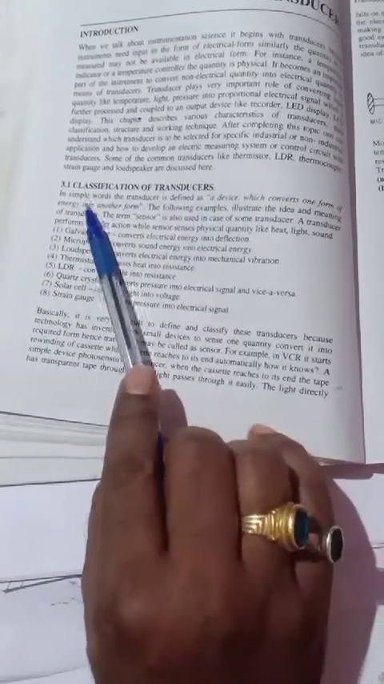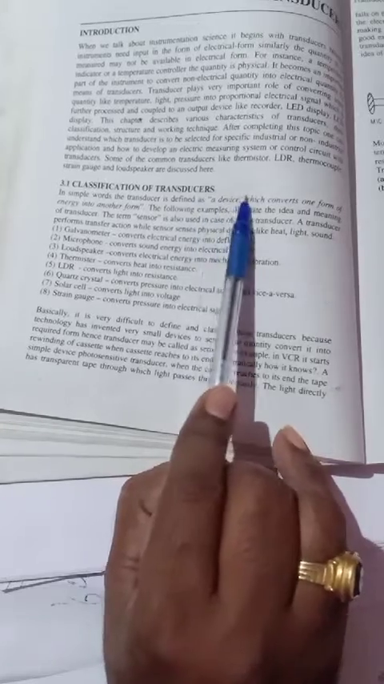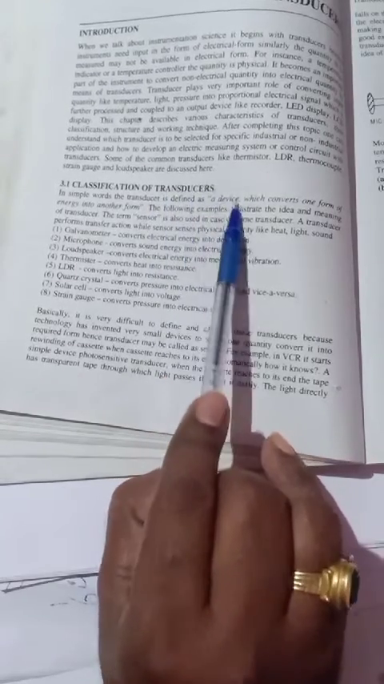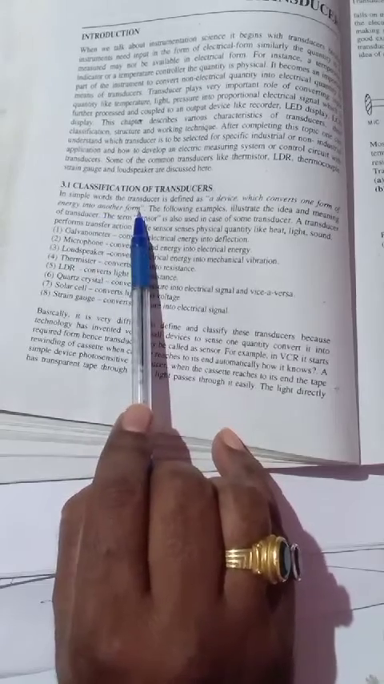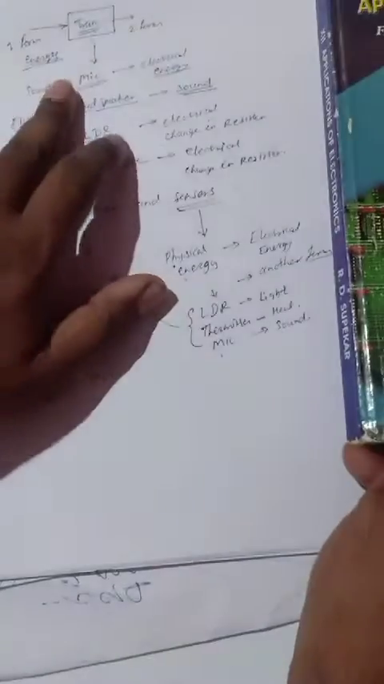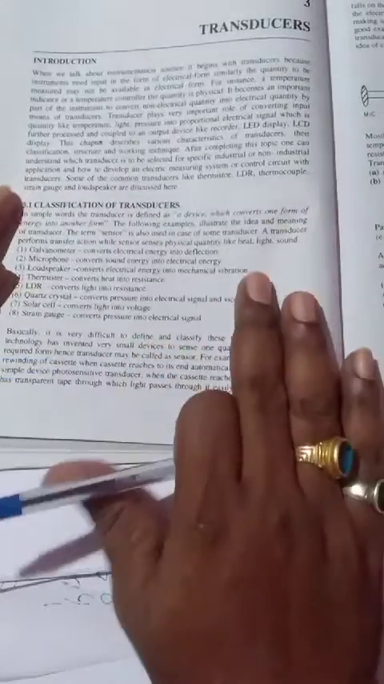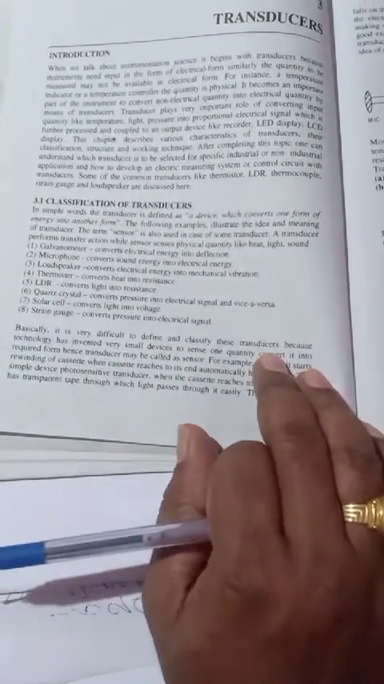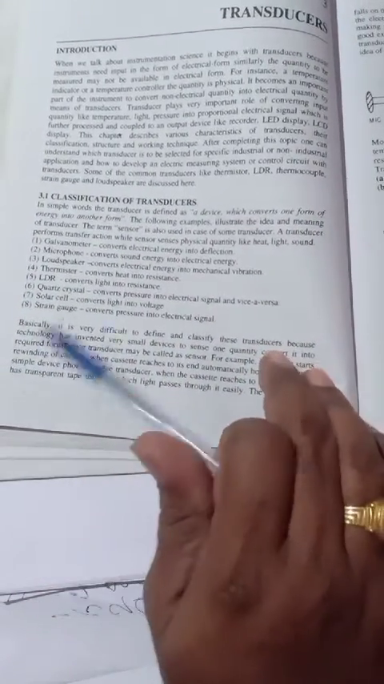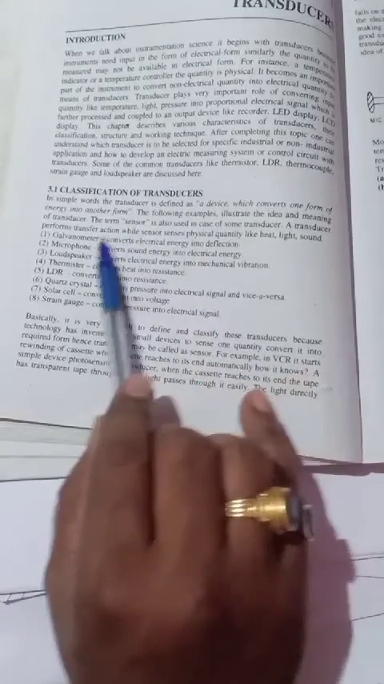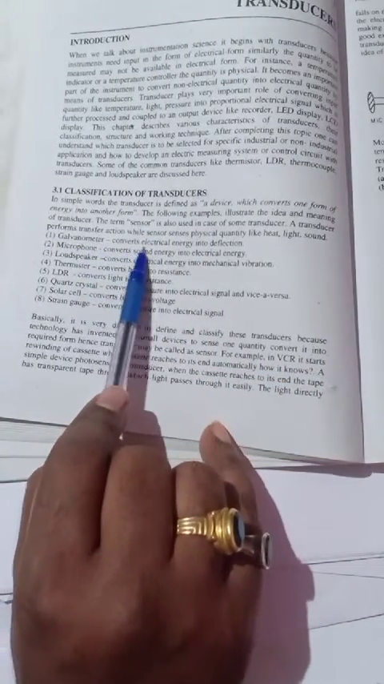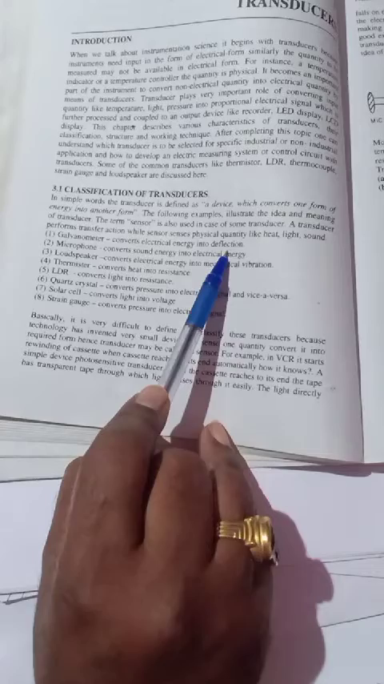Okay, so classification of transducers. The common name is transducer: a device which converts one form of energy into another form. It may convert physical energy into electrical energy, or electrical energy into physical energy. The transducer based on a galvanometer converts electrical energy into deflection.